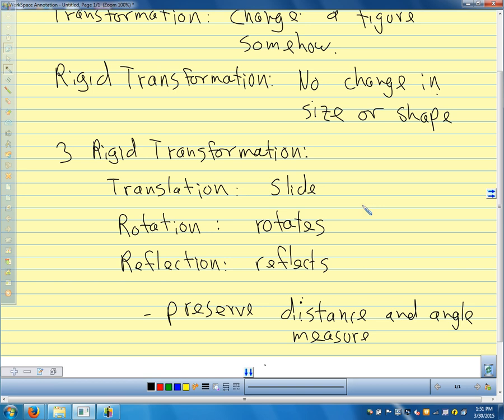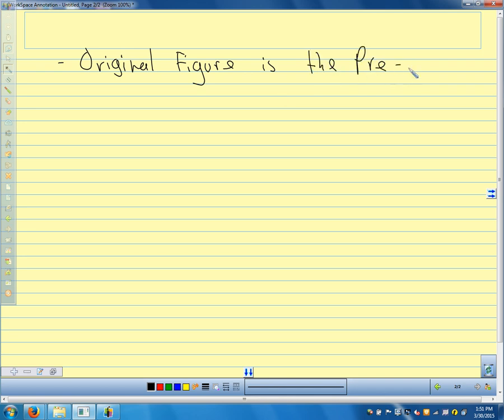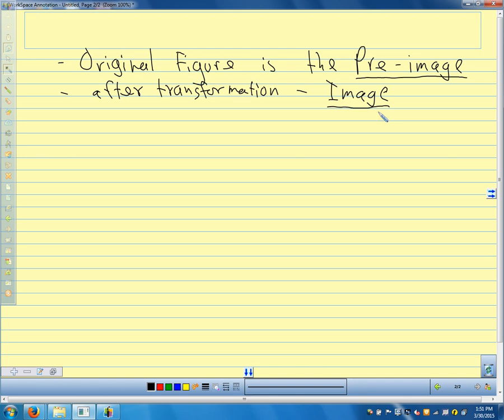All right, are we good so far? So this first part is just kind of introducing the idea of transformations and the way we're going to talk about them. All right, we call the original figure the pre-image. And then after the transformation, we get the image. So in our book they use pre-image and image. We can just say the original and the image, but you should know that when they talk about the pre-image, they mean the original shape.